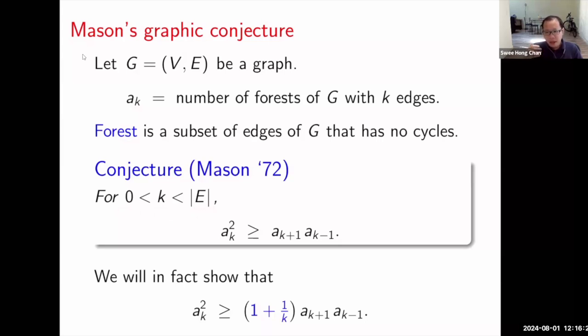And today we will prove log concavity. In fact, we will prove strong log concavity, which means that I will prove that this inequality is true with this extra constant of 1 plus 1 over k. In particular, it shows that this inequality is actually strict, that there are no equality cases for the normal log concave inequality.